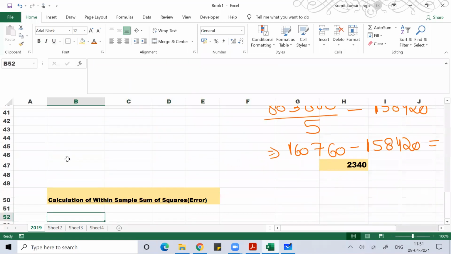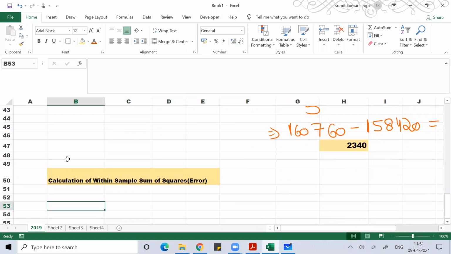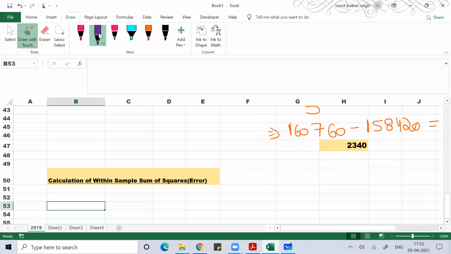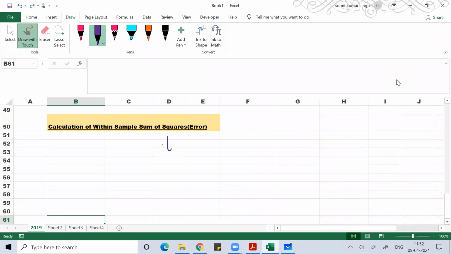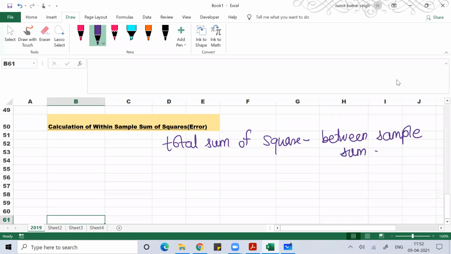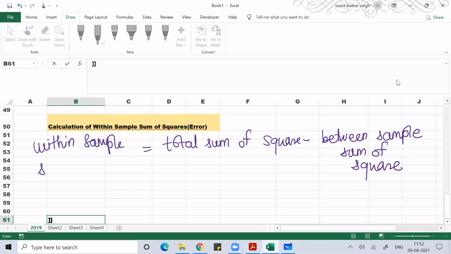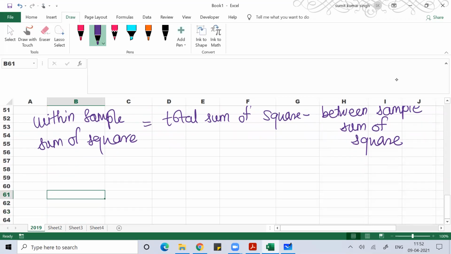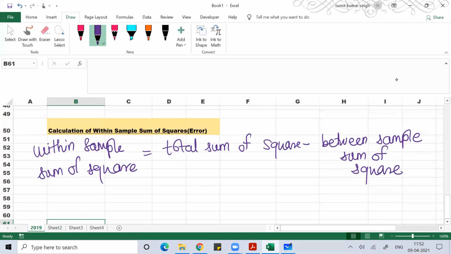Okay. So within sample sum of square, as such there is no direct formula for that. Whenever we talk of within sample sum of square, it is nothing but total sum of square minus between sample sum of square. This is the formula of within sample sum of square. If you subtract the between sample sum of square from the total sum of square, you will get within sample sum of square.